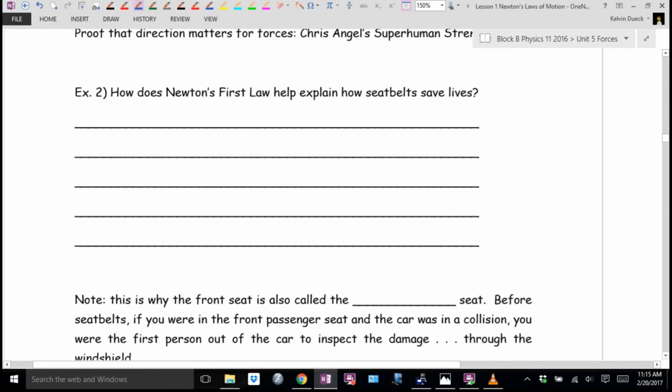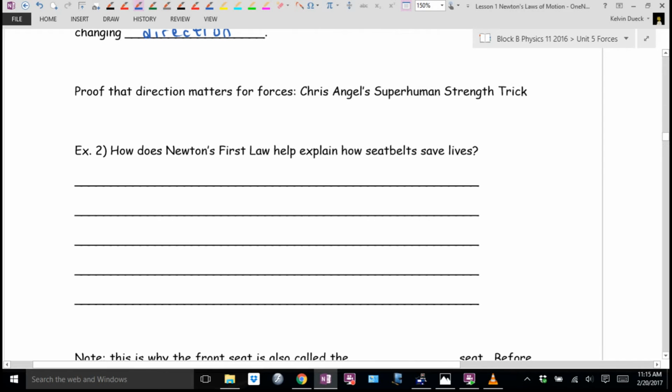Proof that direction matters for forces: Chris Angel's superhuman strength trick. I already did that one. Elliot, did you see how I did it? I locked my hands underneath your elbows and I applied an unbalanced force up. Because of that, you had to accelerate up, and I channeled all of their forces up along with you. I've done that before and actually lifted kids right off the ground doing it. Look how Chris Angel did his trick.